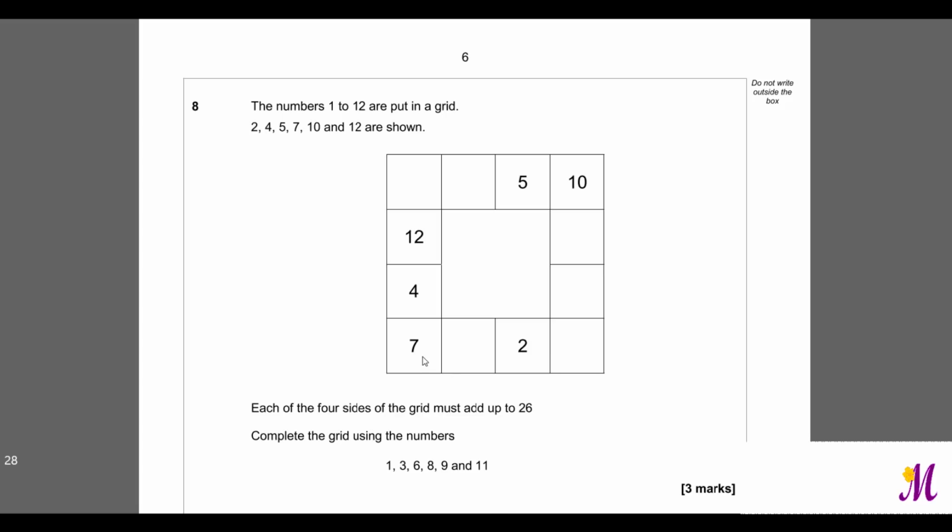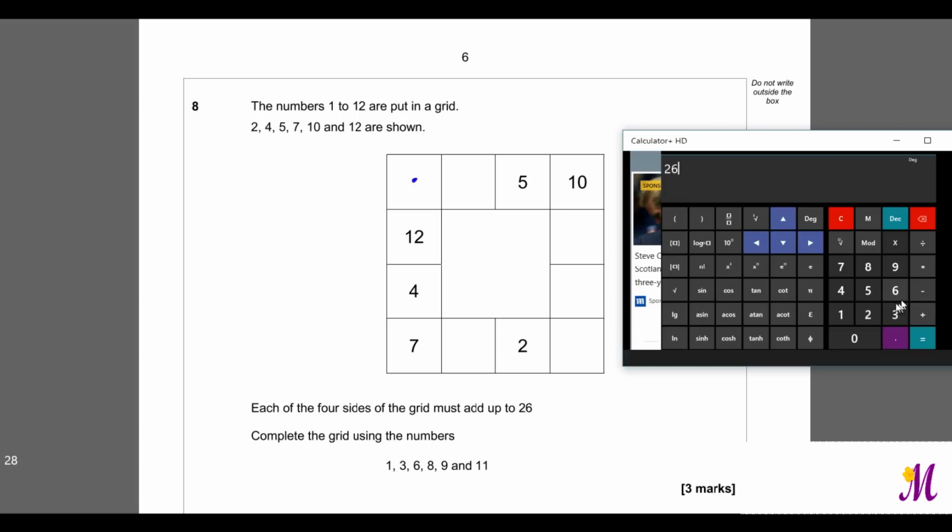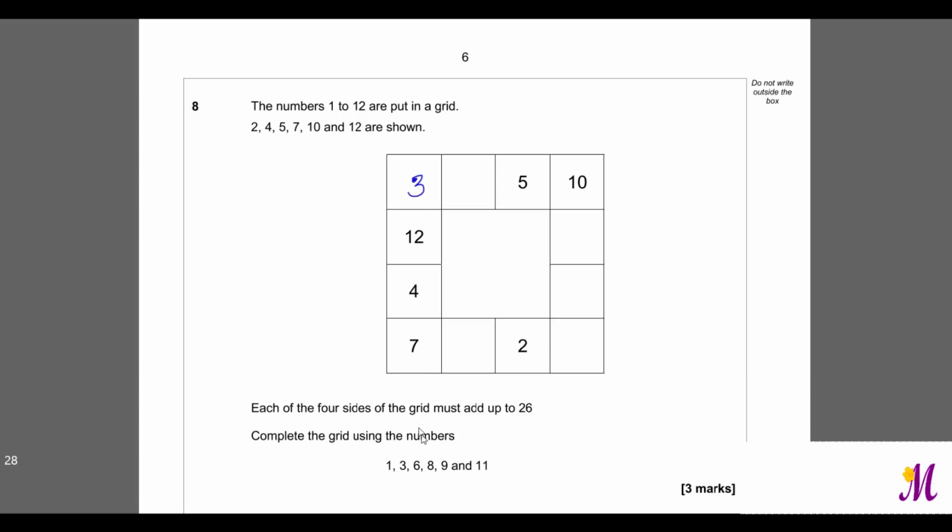I will suggest you start with this column first, because it has 3 numbers shown already. Let's use our calculator to make 26. It has 12, 4, and 7, so we take away 12, and then take away 4, and then take away 7, so we should get 3 as the answer. So 3 should be here.